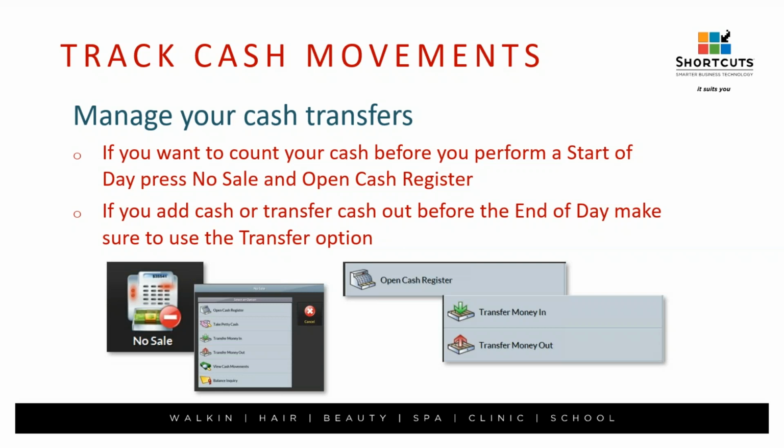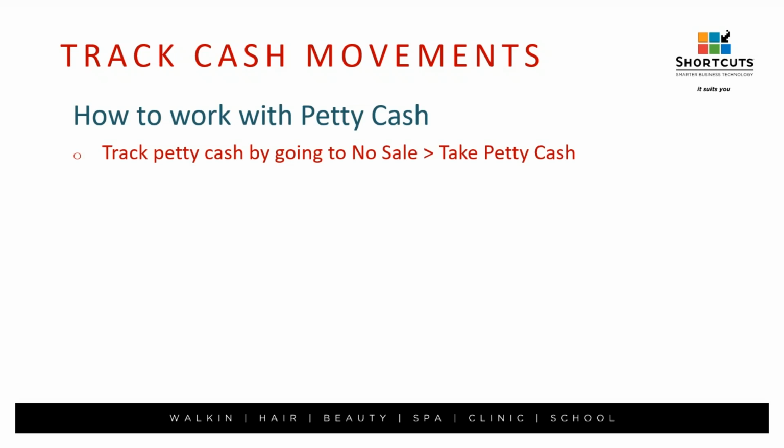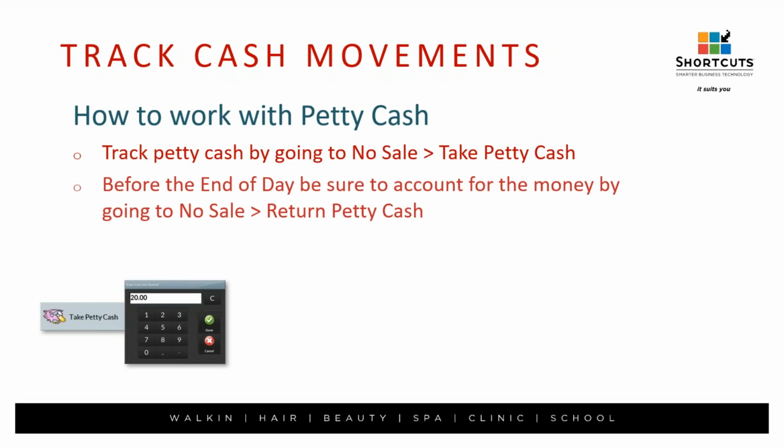And vice versa. If, for whatever reason, every customer decided to pay cash that day, and you are sitting with $2,000 over your usual float, then you can tell Shortcuts, okay, I'm going to transfer some cash out. You would tell Shortcuts, I'm transferring out $1,500, $1,600, and that way Shortcuts will remember you took this money out before you did an end of day. So you want to be able to start your register, make sure the float is correct, and make your adjustments after the fact. The other way you do that is when you're dealing with petty cash.